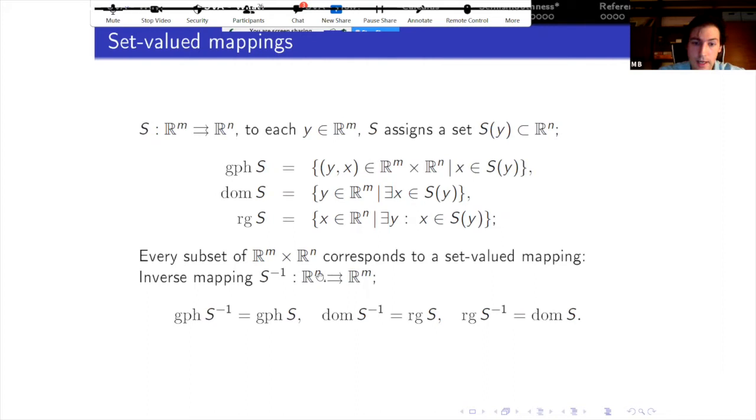And actually, there are no restrictions. So every subset of the product space represents the graph of some set-valued mapping. And here again, I will jump. There will not be so many jumps later. I apologize for that.